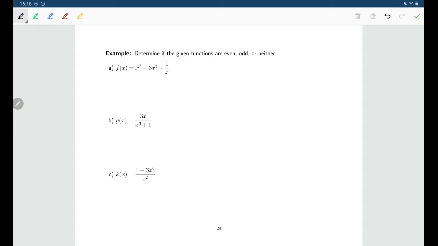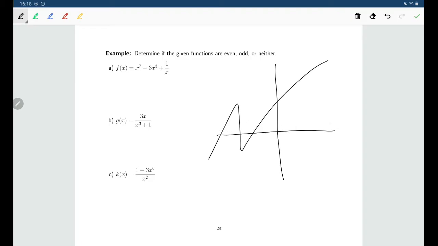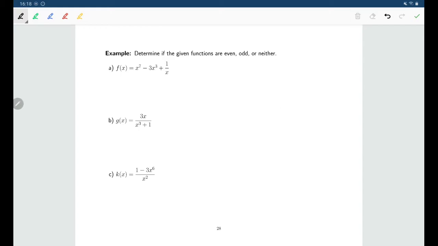But like I said before, it's possible that you might have none of those kinds of symmetries. So something like this is not symmetric about the y-axis, and it's also not symmetric about the origin. It's not even, and it's also not odd.